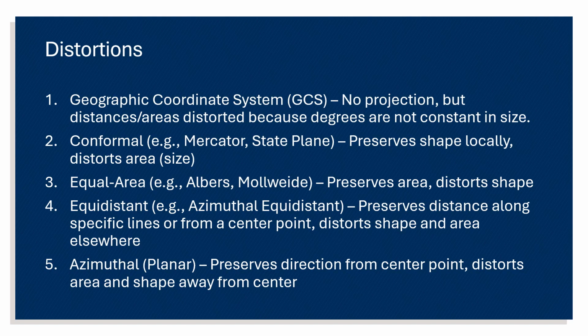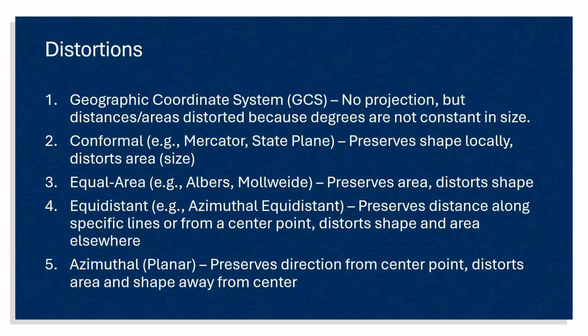Talking about distortions, GCS is not really a projection, but distances and areas are distorted because degrees are not constant in size, and it creates issues. We have some projections that are called conformal ones. These are things like Mercator and State Plane. They preserve shape locally, but they distort area or size.